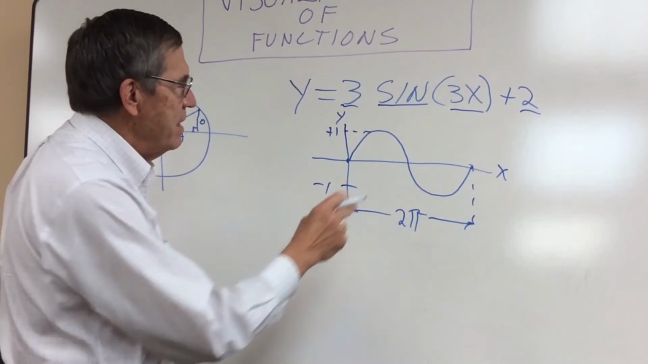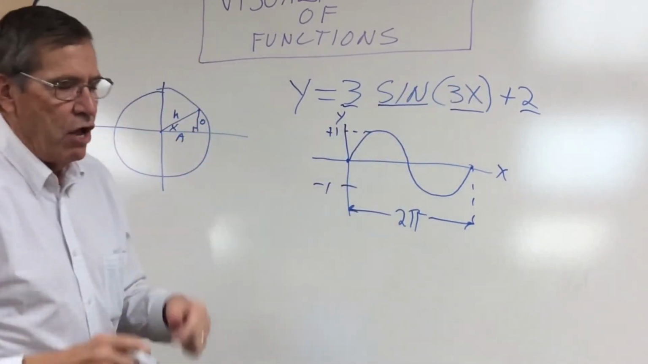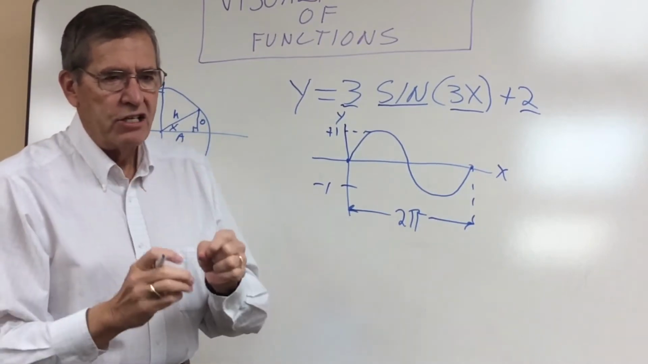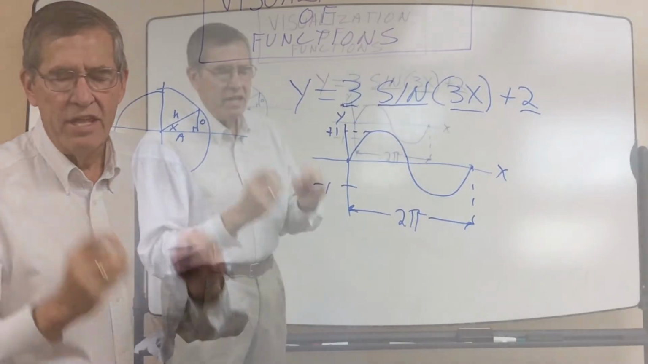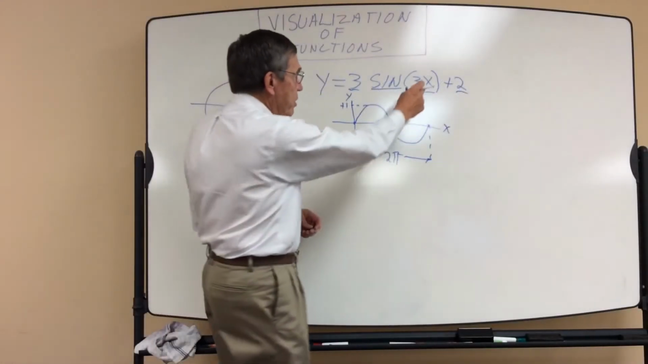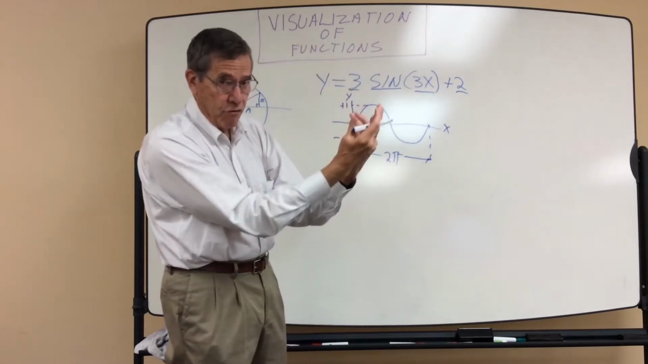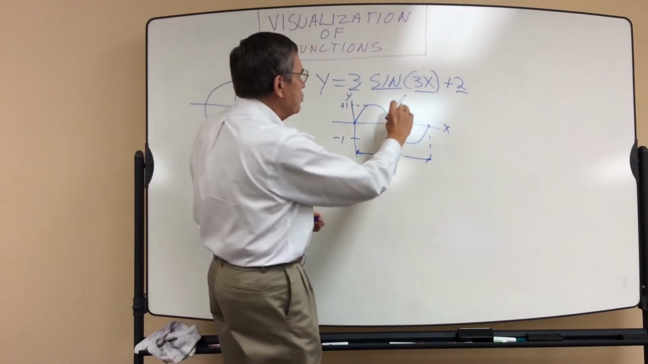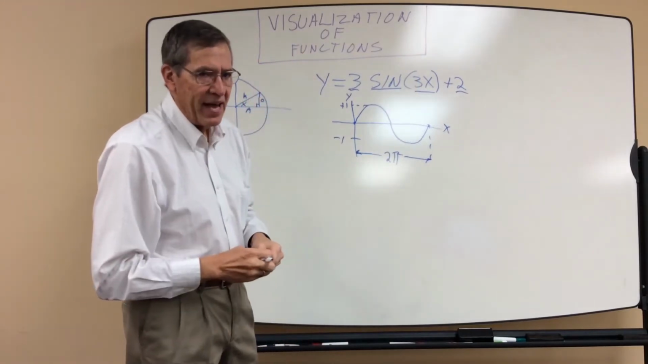That tells us that whatever you put in there for x, you're going to multiply it by 3, which means that the function is going to behave 3 times faster than the normal function. Because whatever you put in for x, you're going to multiply it by 3. So if I put in 1, I'm going to have 3 times 1. So it's going to behave much more quickly. In fact, 3 times as fast.